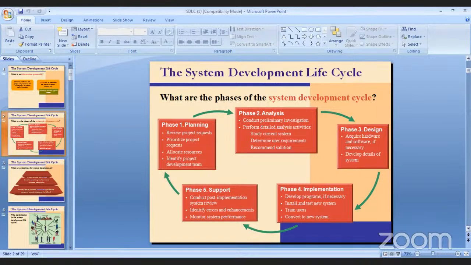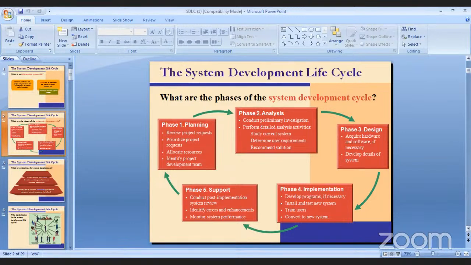Coming to the second, that is the analysis. There you have to analyze the problem. You have to conduct a preliminary investigation whether the problem is technically feasible, is financially feasible, is operationally feasible, or whether there is a practical solution for that one. Then perform detailed analysis activities like study current system, determine users' requirements, and recommend solution. You know, this is what essentially is required. The first one, study current system.